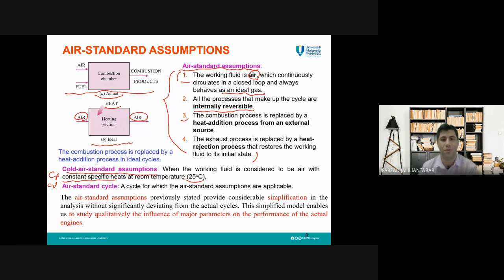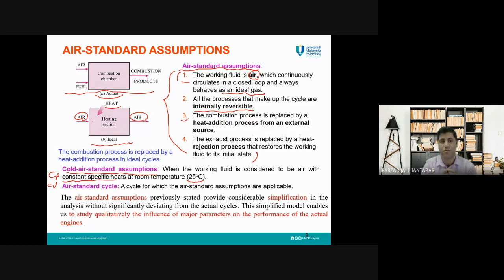And why is it important? Later, you will see that in some cases, especially during the combustion process, the temperature of the air inside the cylinder is not constant. It is changing.